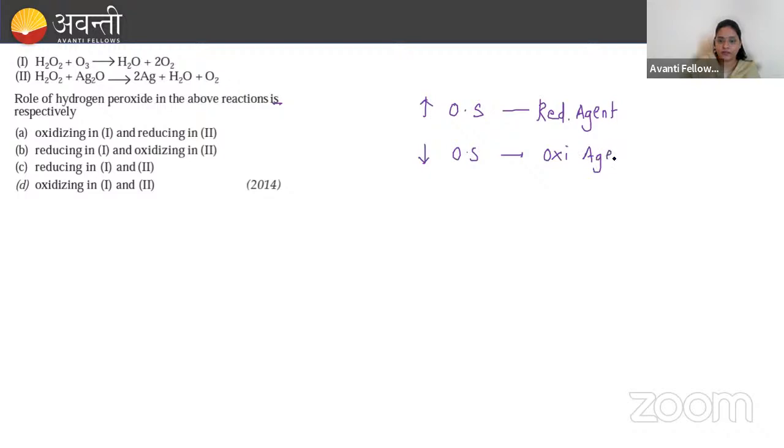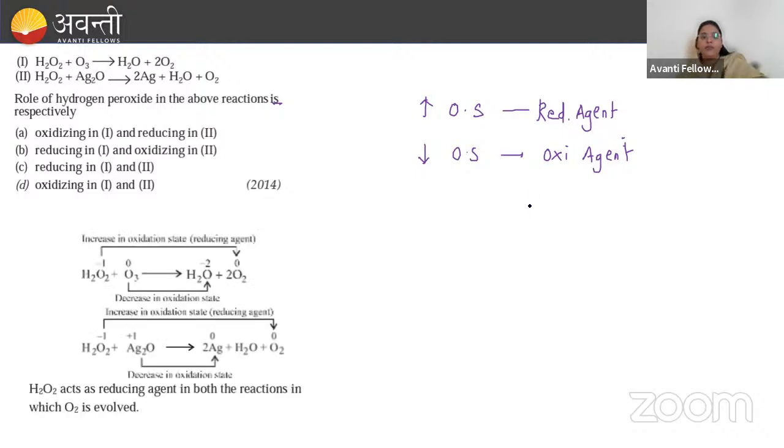As we have discussed, if an increase in oxidation state is there, it is oxidation, and a decrease in oxidation state is reduction. So a reducing agent is the agent which oxidizes other species and itself undergoes reduction. Okay, so consider both the reactions here.